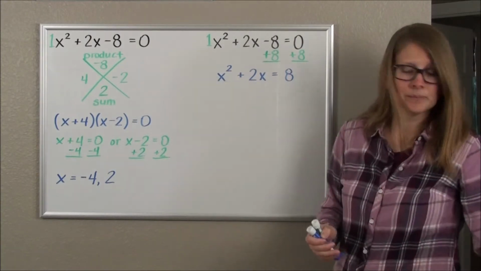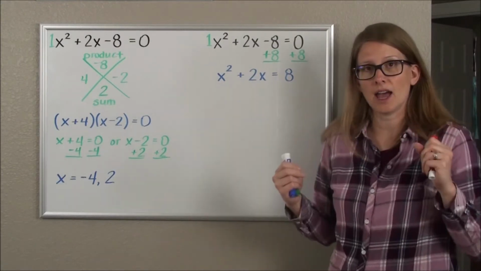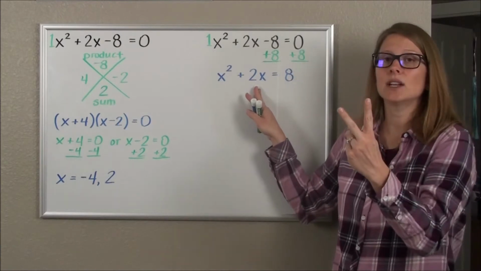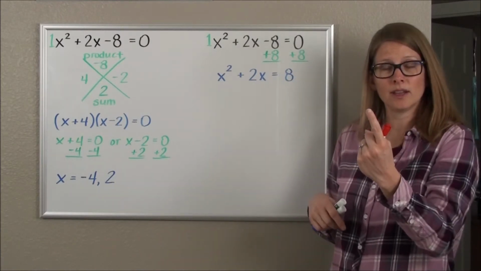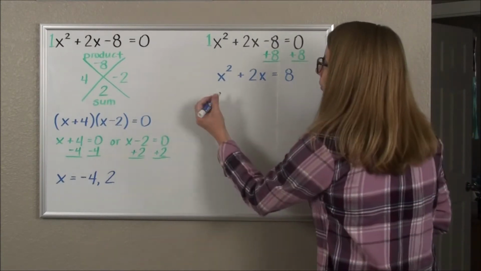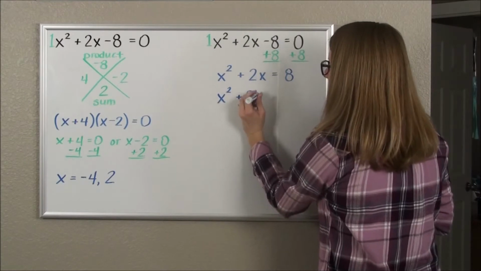The way I do that is I look to the coefficient on x, I take that number, I cut it in half, and I square it. So the coefficient on x here is 2. If I take 2 and I cut it in half, I get 1. And if I take 1 and square it, 1 times itself is still just 1. 1 is going to be the magic number that completes the square.